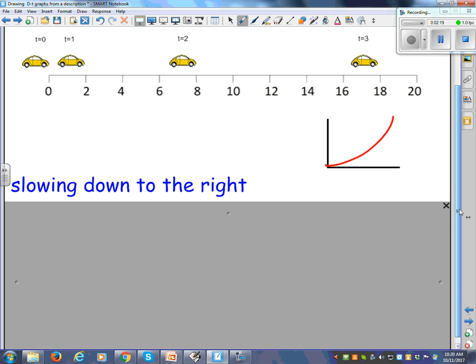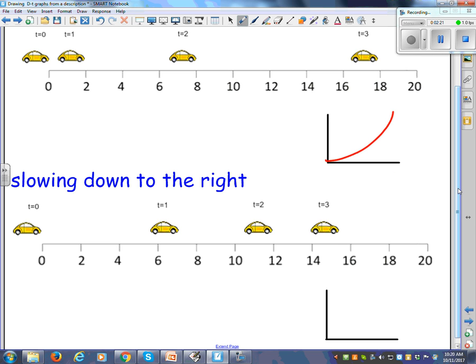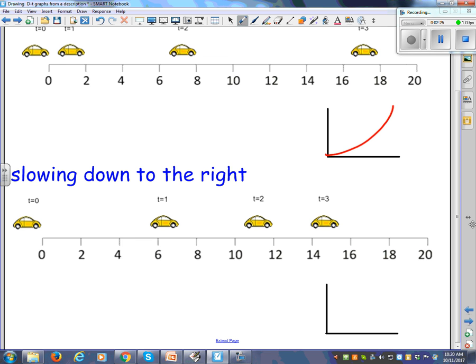Slowing down to the right. So now I'm a little yellow car. You'll notice that the little yellow car, the distances between them are getting smaller. So Jen, what is the graph going to look like? Well done. Can you kind of make a description with your finger? I don't know, I'm putting you on the spot, but that's okay. You're right, it's the opposite of that. But what does the opposite of that mean?